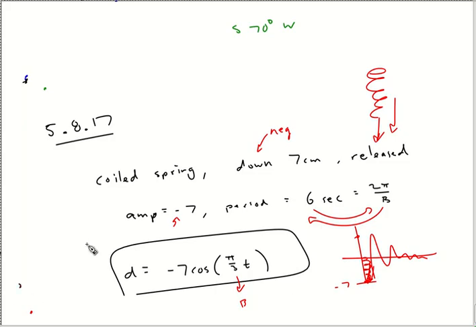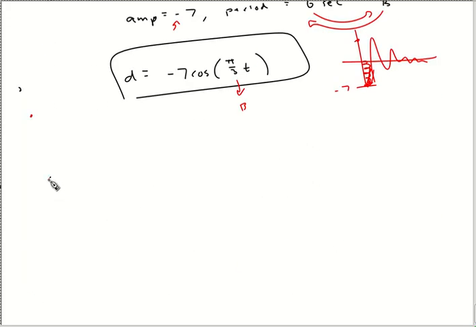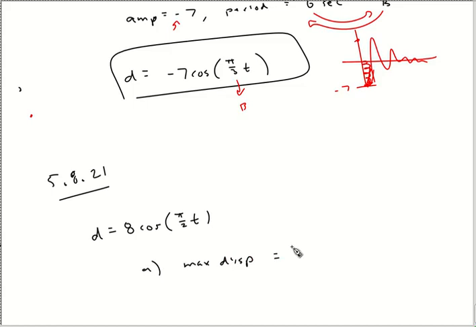Next question. We got 5, 8, 21. So it says that d is equal to 8 cosine of pi over 2t. Okay, awesome. And they say simple harmonic motion. Okay, that's fine. Part A says, what's your max displacement? And the answer is 8.